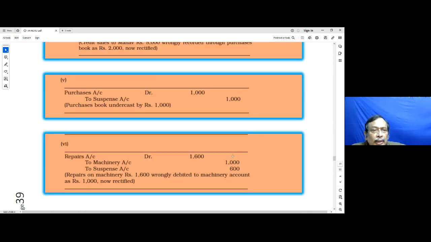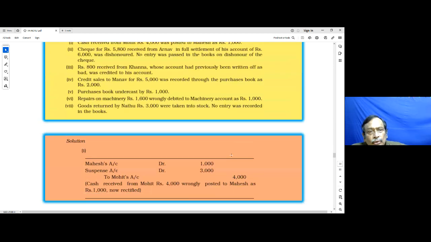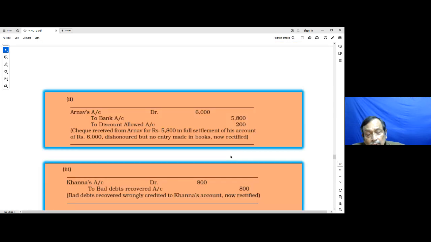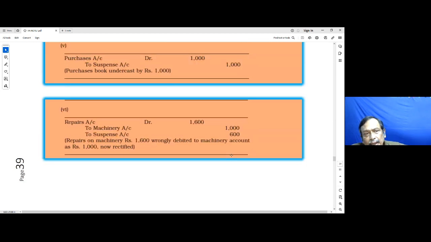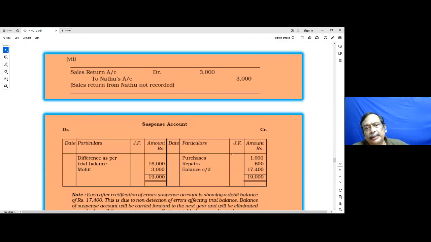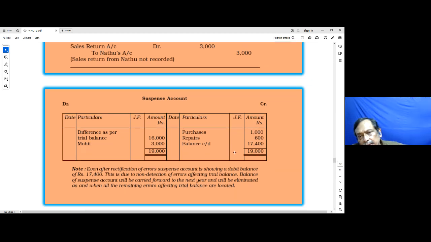Come to the next. That is goods returned by Nathu rupees 3,000 were taken into stock. No entry was recorded in the books. So we are going to rectify the error, that is sales return account debit 3,000 to Nathu's account 3,000, sales return from Nathu not recorded.